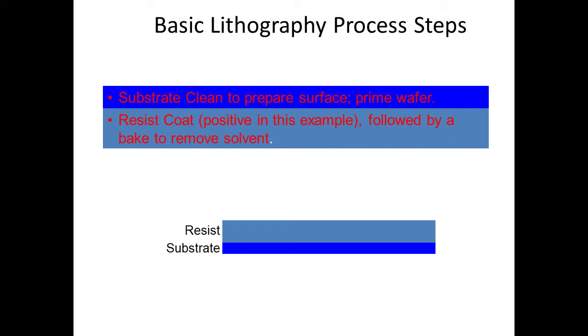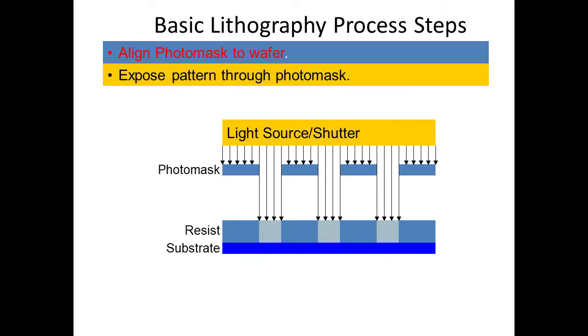In this process, you will bake it. You put it in the oven or on the hot plate. In this baking process, you will remove some solvent from it, and it will be harder than before. This is called the soft bake.